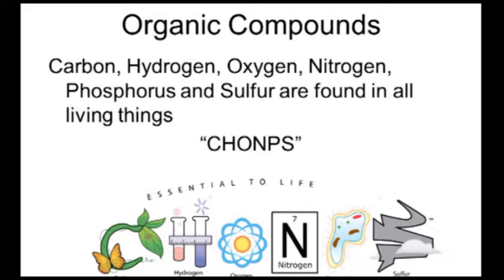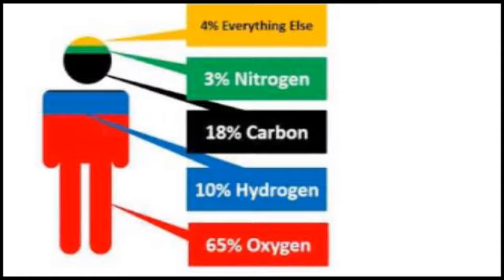Then we go with organic compounds. All the animals and all the living beings are made by six chemicals: carbon, hydrogen, oxygen, nitrogen, phosphorus, and sulfur. And all living beings have this. As an example, the human has 65% of oxygen, 10% of hydrogen, 18% of carbon, 2% of nitrogen, and 4% of other chemicals. But all the animals have this composition.